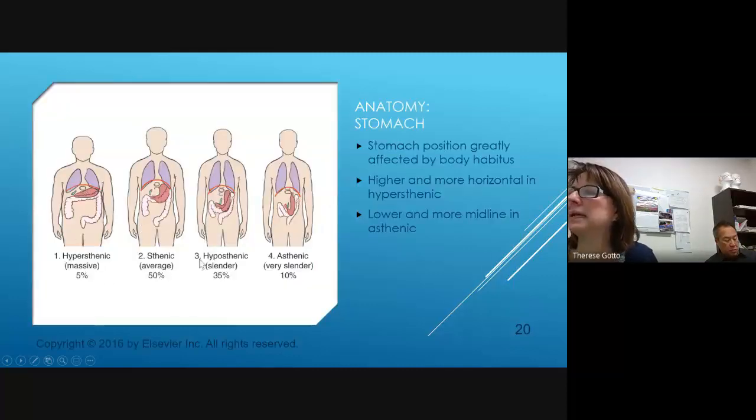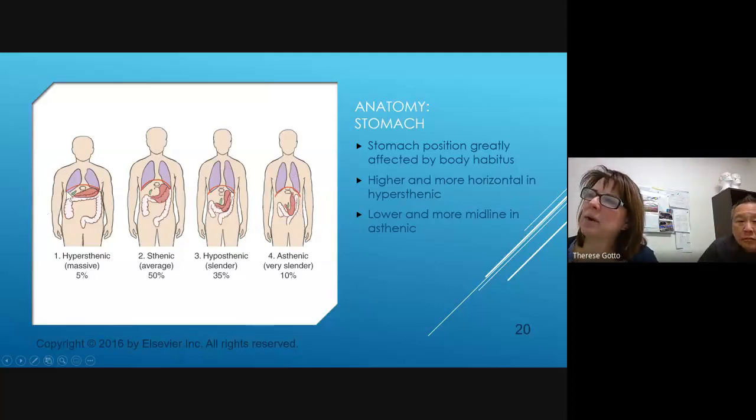Once again, body habitus matters with our imaging for upper GIs. So our hypersthenic here, your stomach is going to be pretty much horizontal in your patient. These are the broad, massive, stocky people. Your average sthenic patient should have half and half, some vertical and some horizontal stomach. Then you've got a hyposthenic patient, which is more slender. It's going to have more of a vertical stomach. Then you have asthenic, which is very slender, frail, very vertical stomach and lower into the lower abdomen, pelvic area.